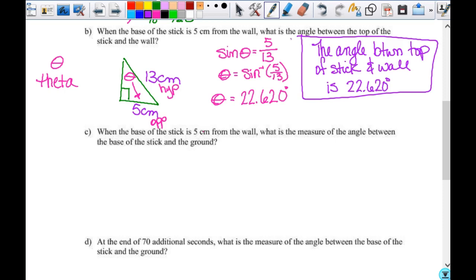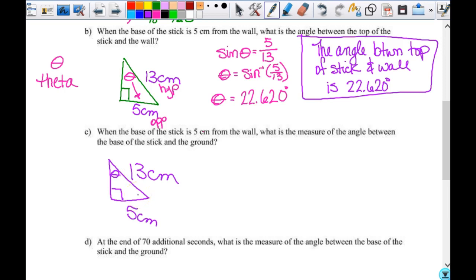Okay. So now on C it says, when the base of the stick is 5 centimeters from the wall, what is the measure of the angle? Okay, so let's go ahead and redraw this again. This is still 13 centimeters. This is 5 centimeters. This was my theta. And now I'm looking for this angle right here.